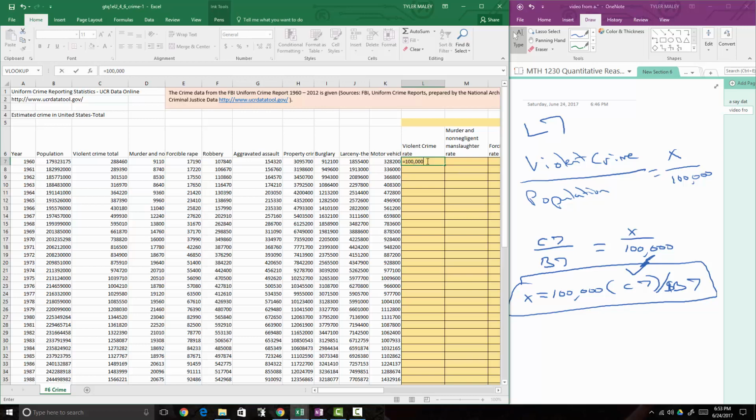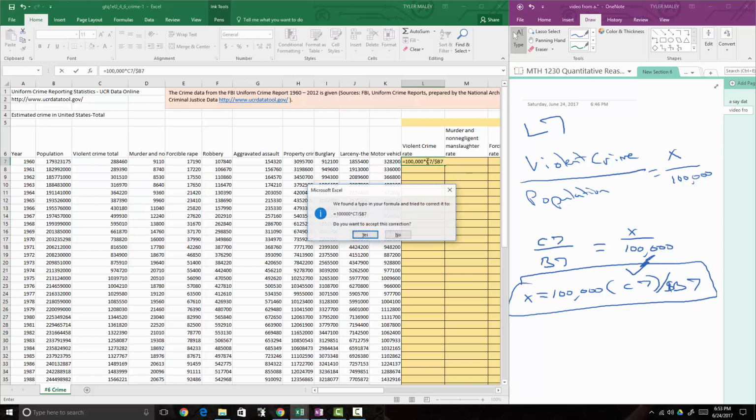So now if I fill in this formula into here, equals 100000 times C7, and then divided by B7, and we need to lock that in. And I can hit enter. Oh, it doesn't like me having a comma in the number 100,000. So we can just accept that.